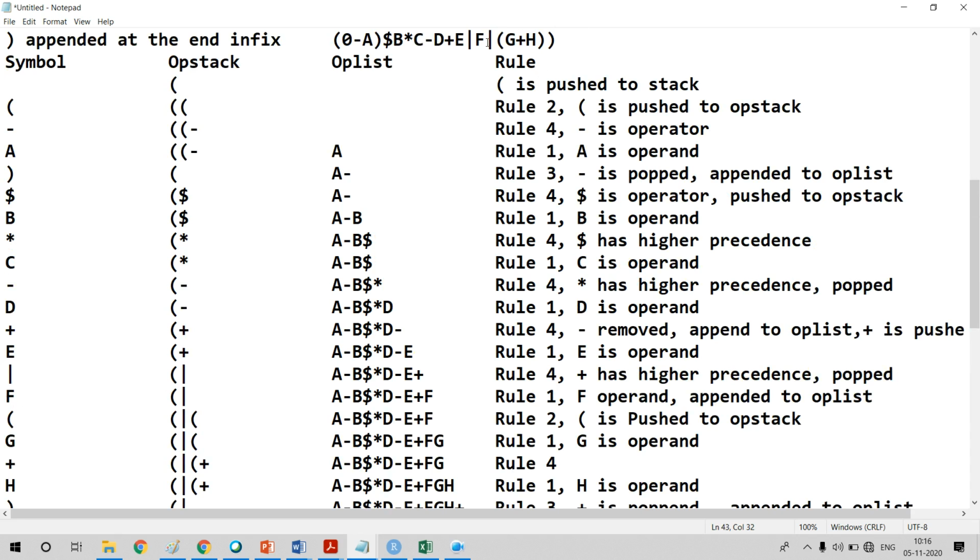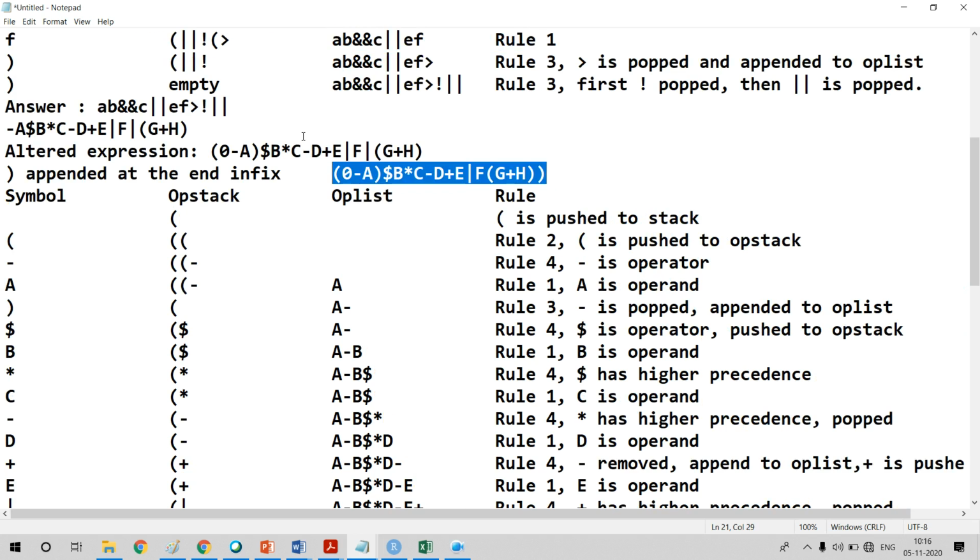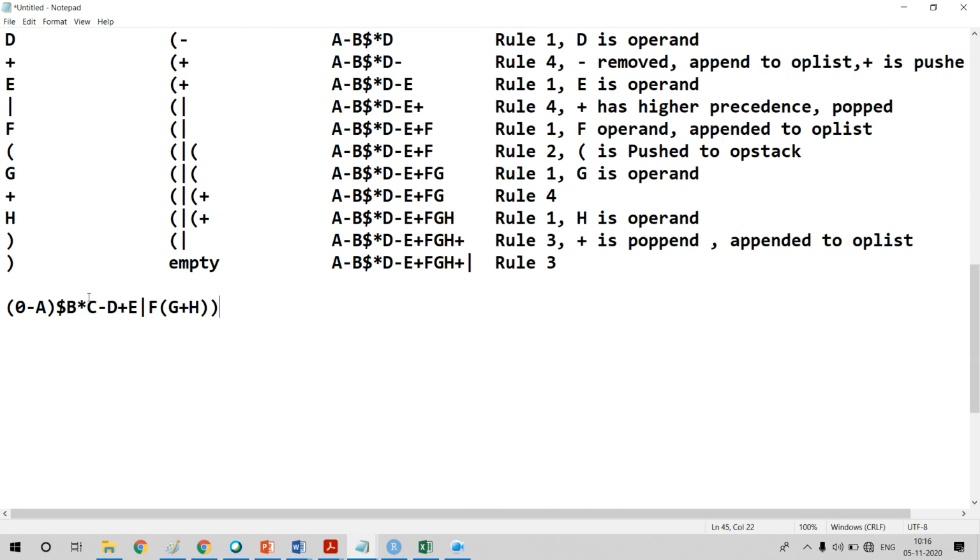Here one symbol missed out, it's okay, no problem. Okay, for this, I will alter that expression. For this infix expression, the answer is this one. You can verify that, but remember the process.